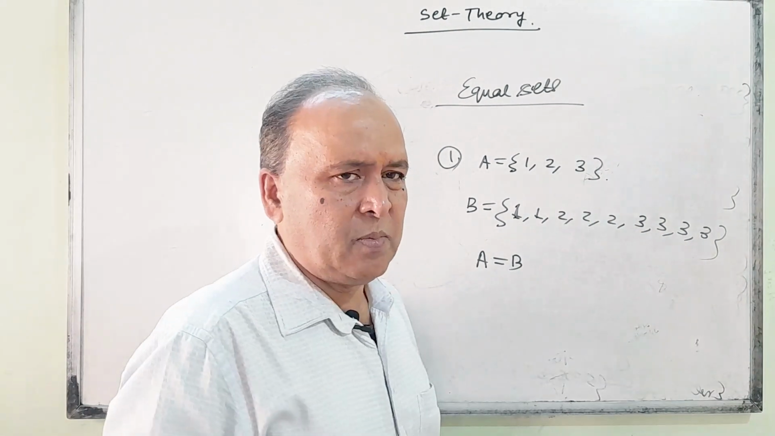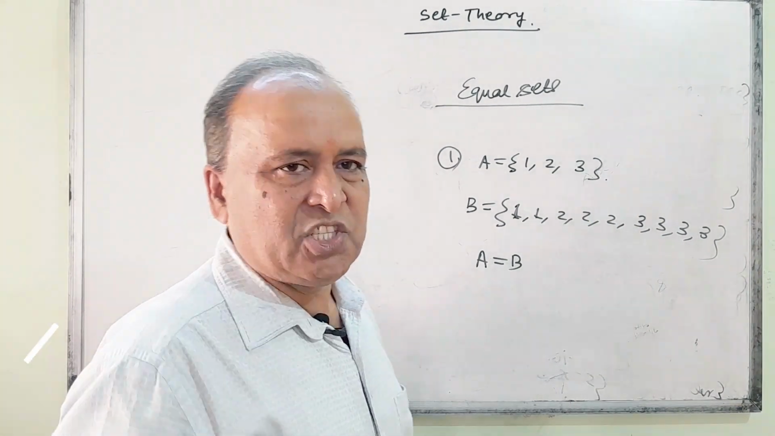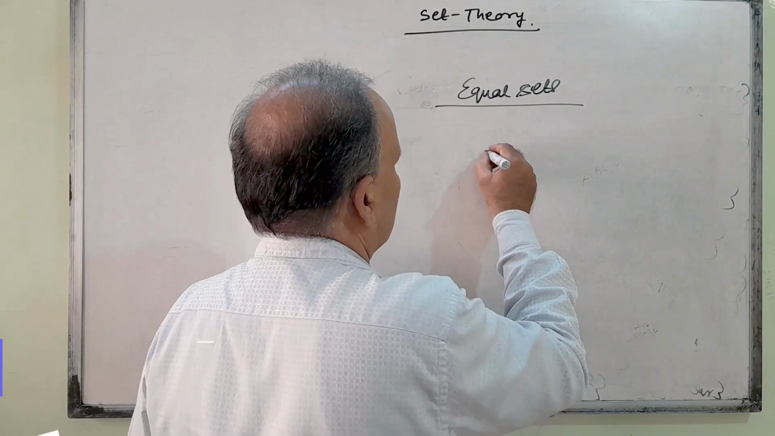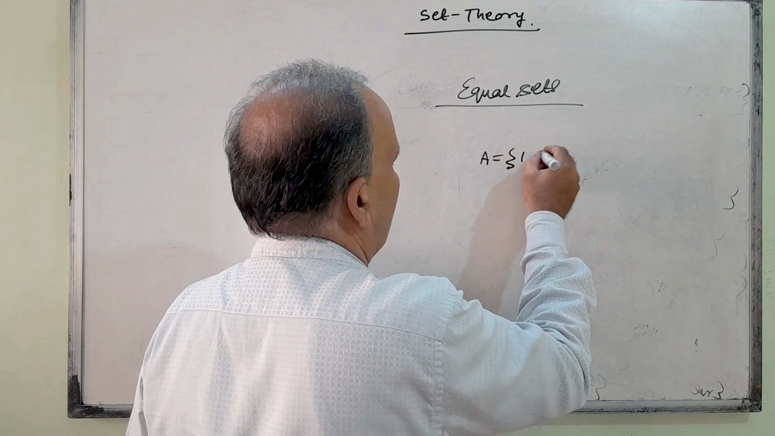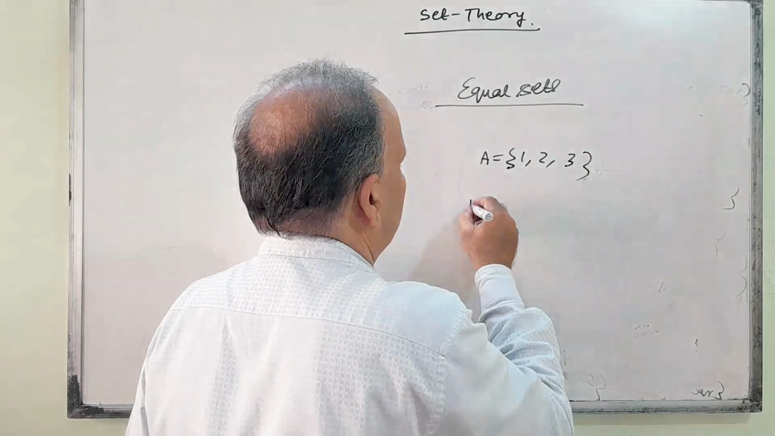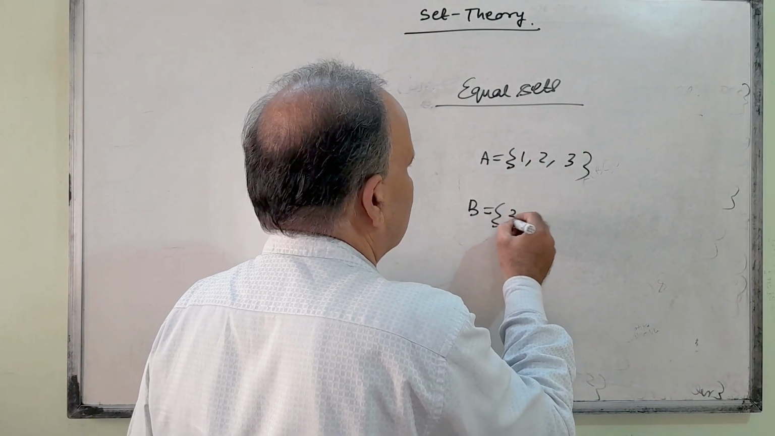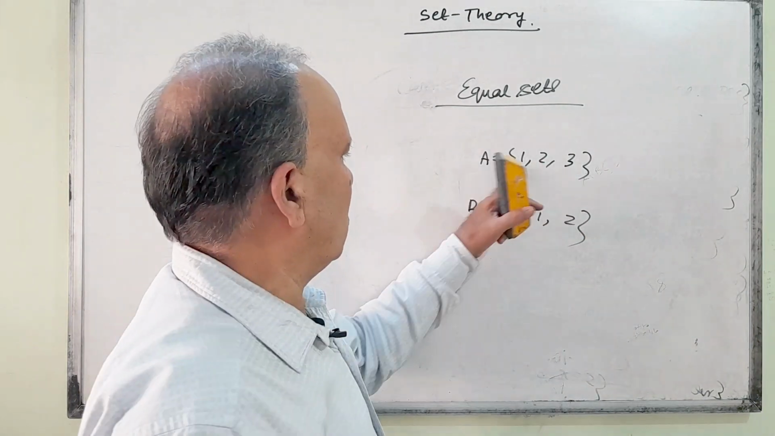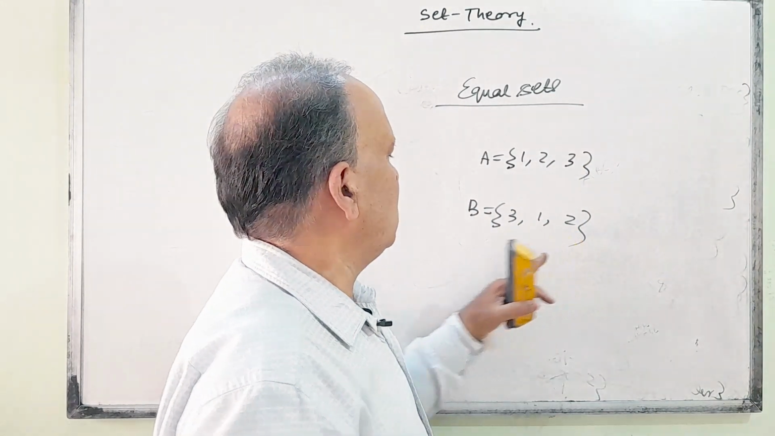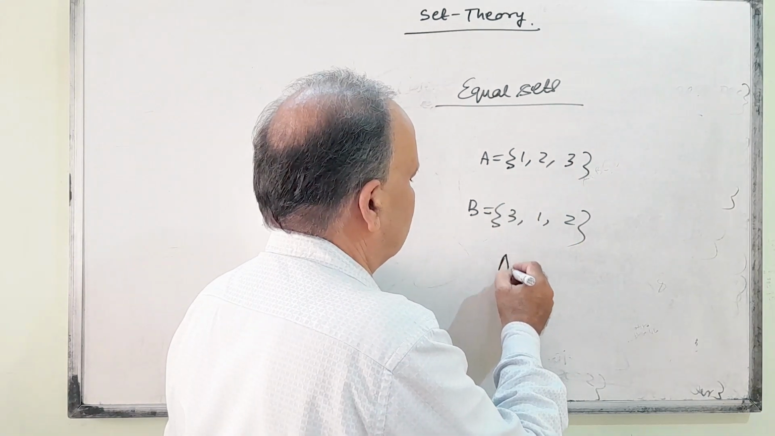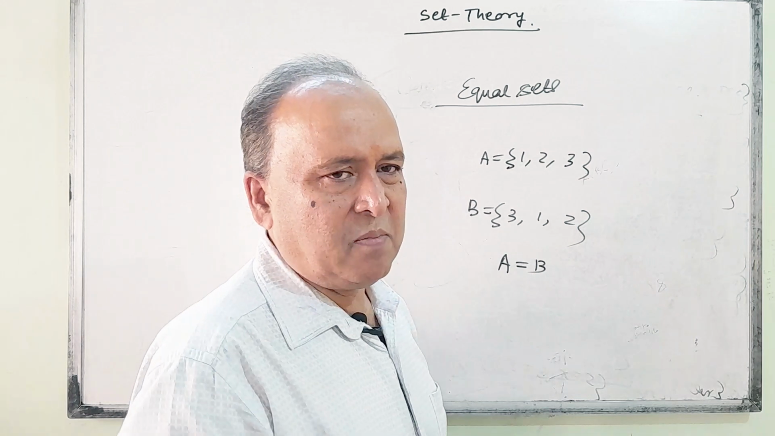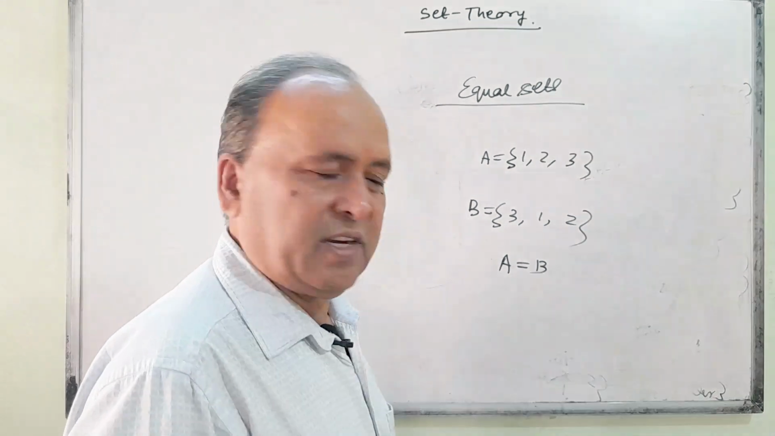Next, another important postulate is that change of order of elements does not alter a set. Suppose we say A is equal to {1, 2, 3} and B is equal to {3, 1, 2}. Here the order is changed. Here 1, 2, 3. This is your 3, 1, 2. Here we can also say A is equal to B. Change of order of elements does not alter a set.